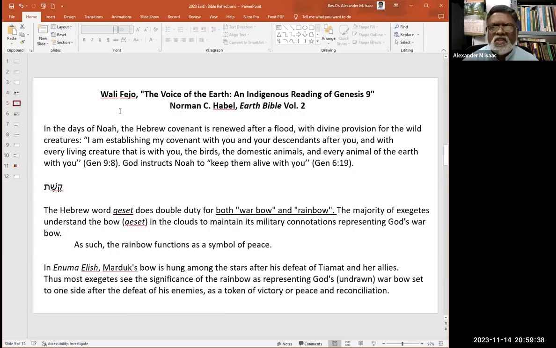This is taken from Genesis chapter 9. This is the after effect of the flood story and how God makes a covenant with human beings. Valley Fejo is an indigenous writer stationed in Australia. Therefore, we will see how he relates his own context as an Aboriginal of the Australian subcontinent to illustrate a reading of Genesis chapter 9. Voice of the Earth.